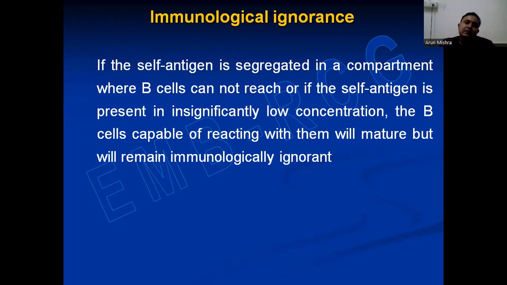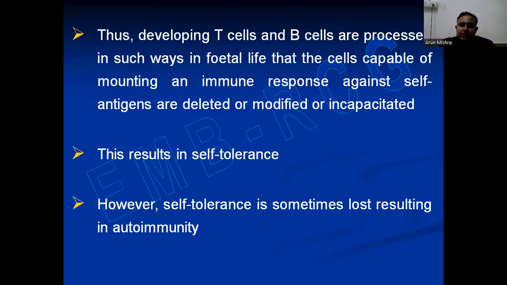Immunological ignorance. If the self antigen is segregated in a compartment where the B cell cannot reach, or if the self antigen is present in insignificantly low concentration, the B cell capable of reacting with them will mature but will remain immunologically ignorant. Thus, developing T cells and B cells are processed in such a way in fetal life that the cells capable of mounting an immune response against self antigen are deleted or modified or incapacitated. This results in self tolerance.